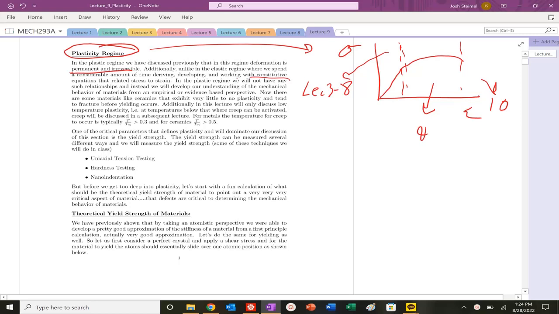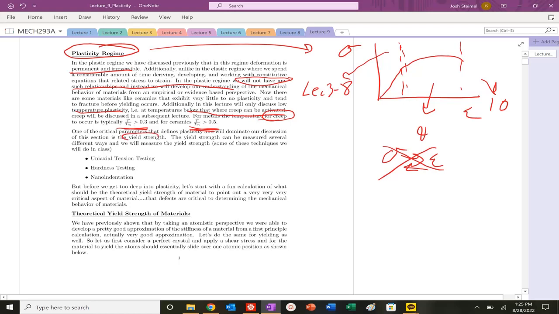Plasticity, plastic deformation, permanent, irreversible. So we don't have constitutive, first principles relationships that relate stress and strain to one another. Instead, we're going to have to rely on evidence-based empirical equations. We're also going to talk about what happens to your plastic deformation mechanisms when temperatures increase, specifically creep at higher temperatures, and see how that affects materials.